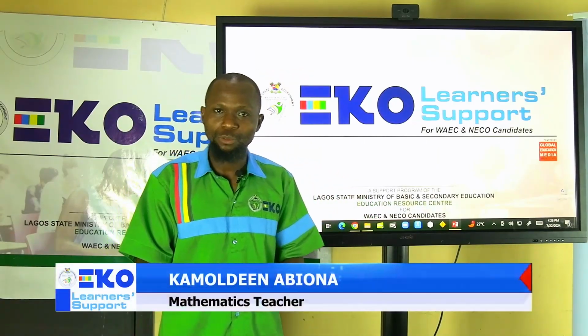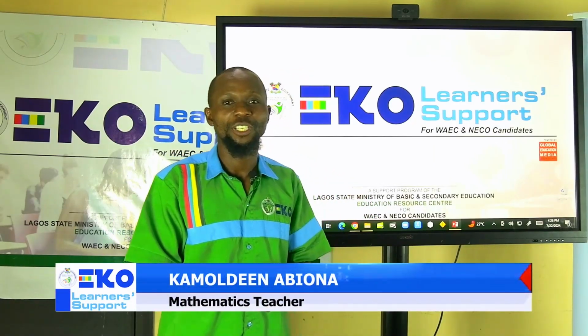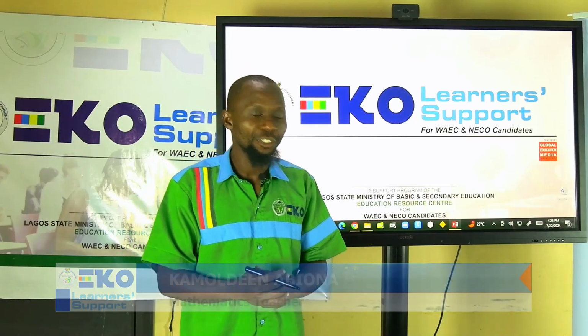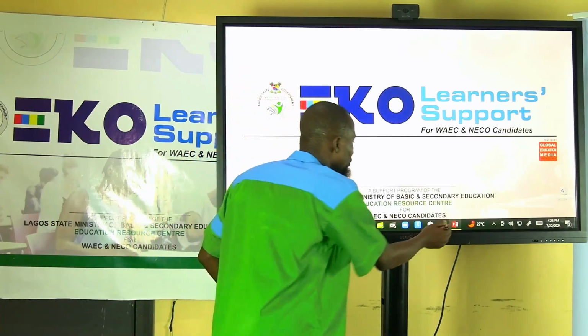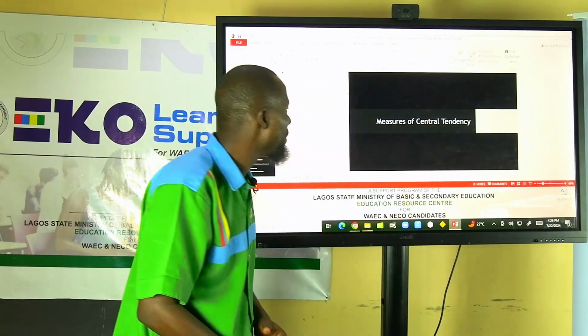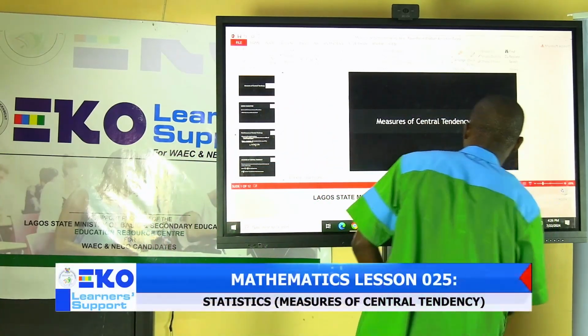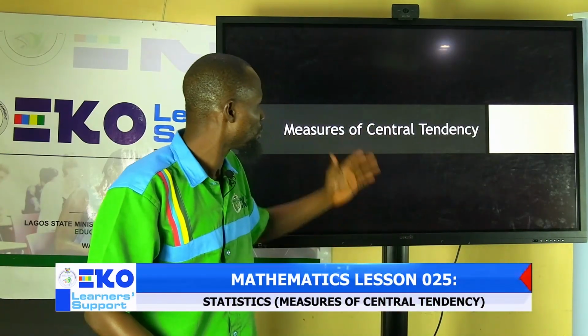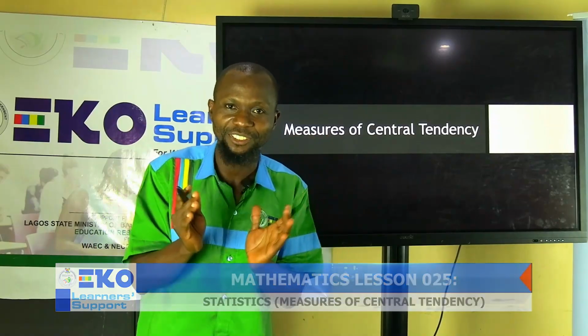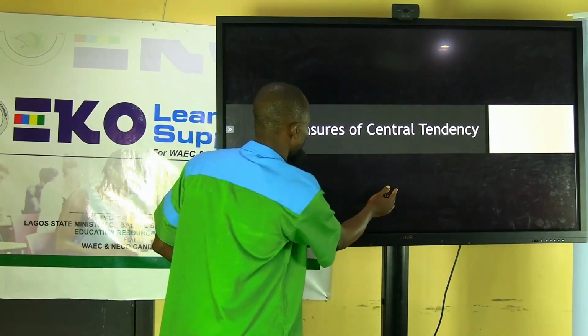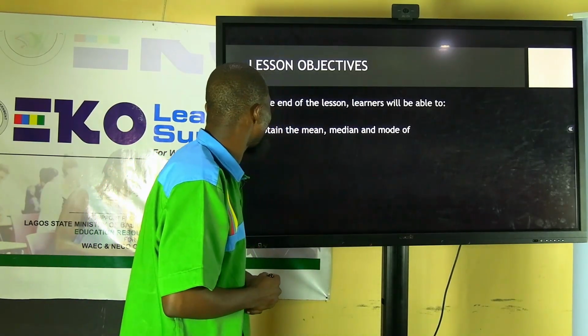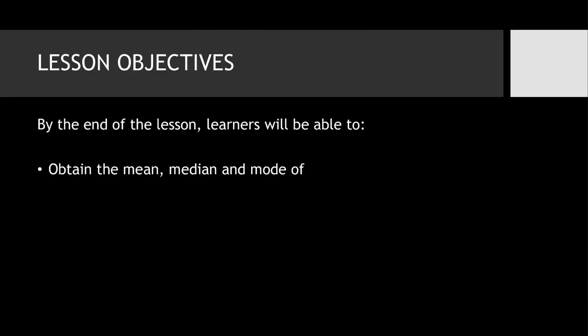And today we want to continue our journey on statistics. Today we want to look at an aspect of statistics which is measures of central tendencies. Measure of central tendencies, from the word central tendency. So our objective: by the end of the lesson, learners will be able to obtain the mean, the median, and mode of a distribution.